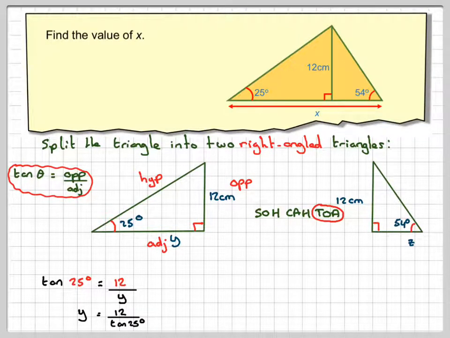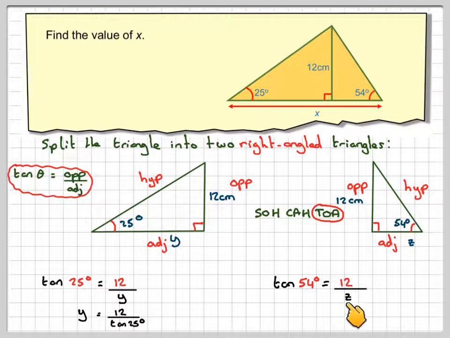Right, now going to the other triangle, I'm going to call this side here z. And then obviously the answer to the problem is going to be y plus z. That gives the whole of that length. So this is the adjacent side. This is the hypotenuse, and this is the opposite. And again, because I want to find the adjacent and I've got the opposite and the angle, I'm going to use tan. So tan of 54 degrees is going to be equal to 12 divided by z.